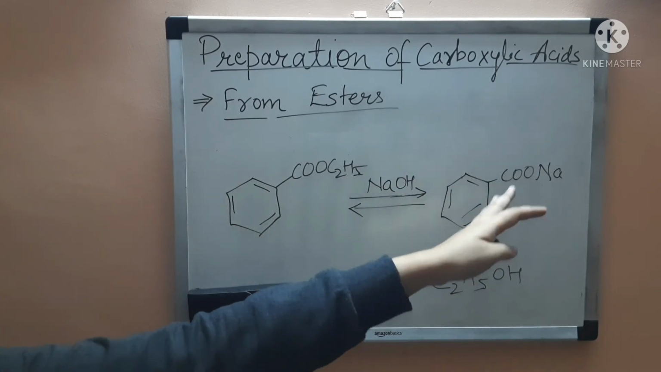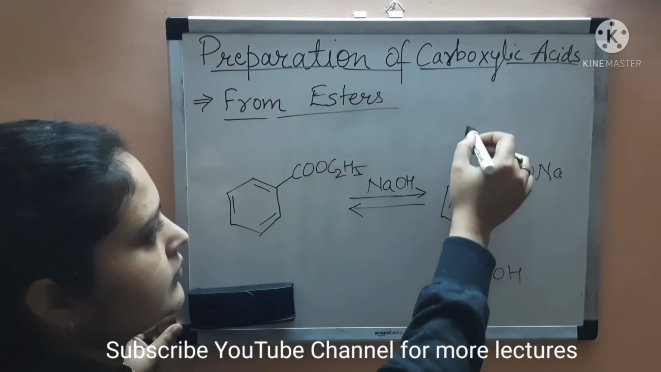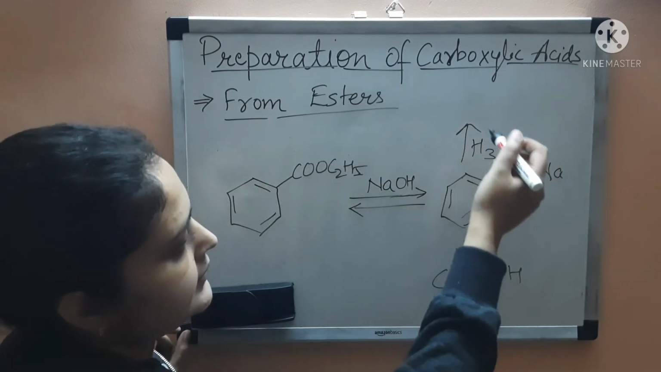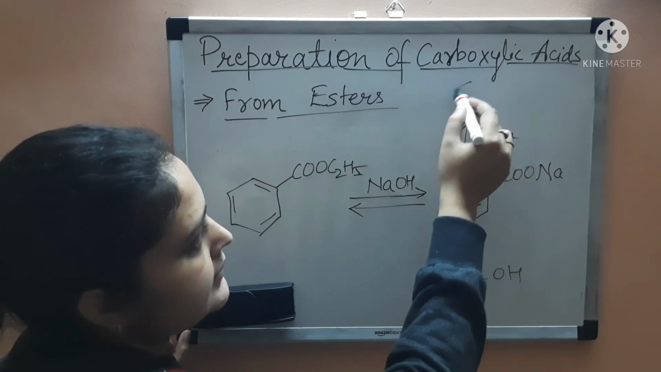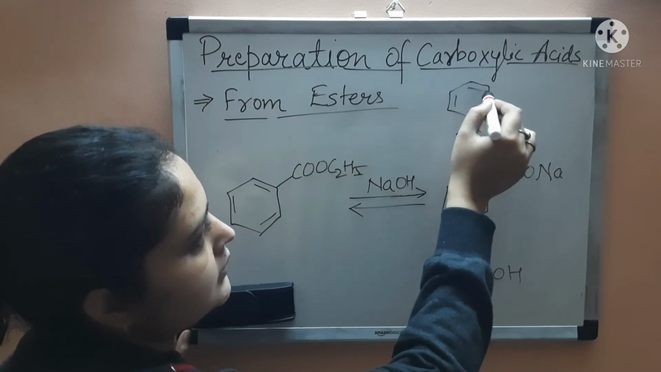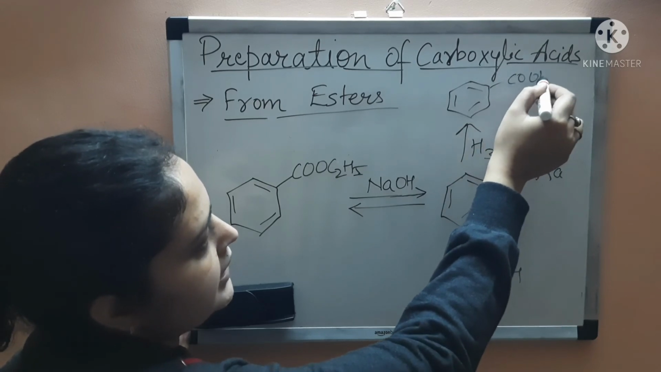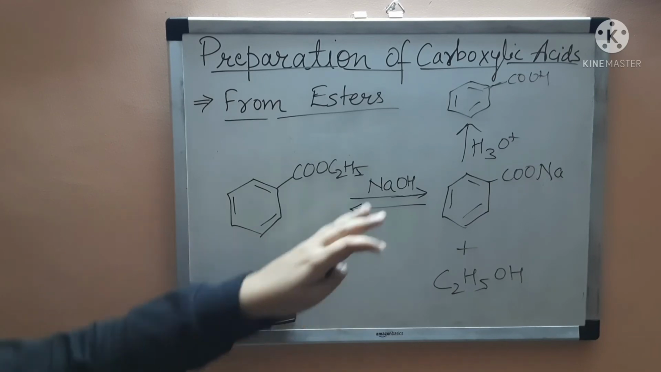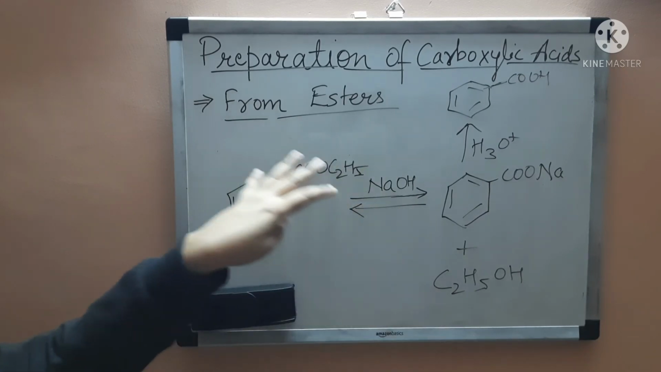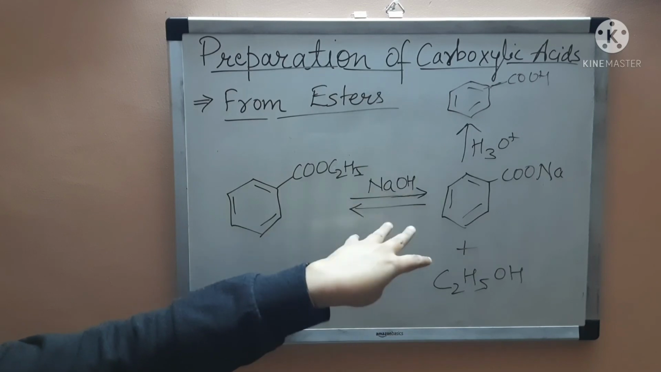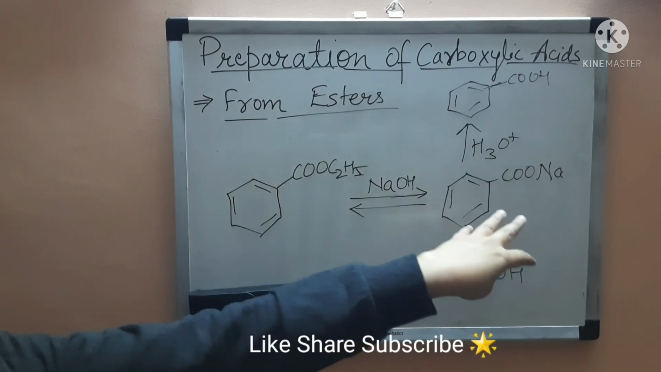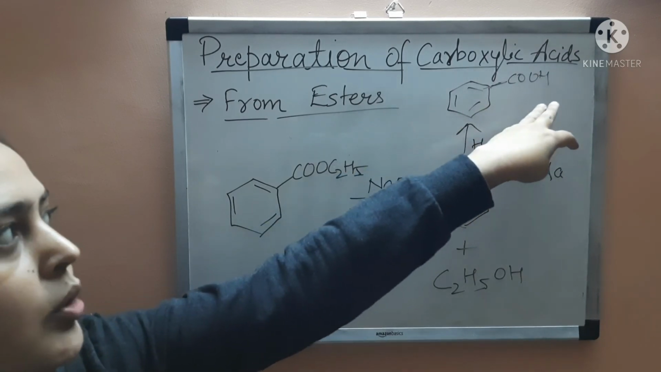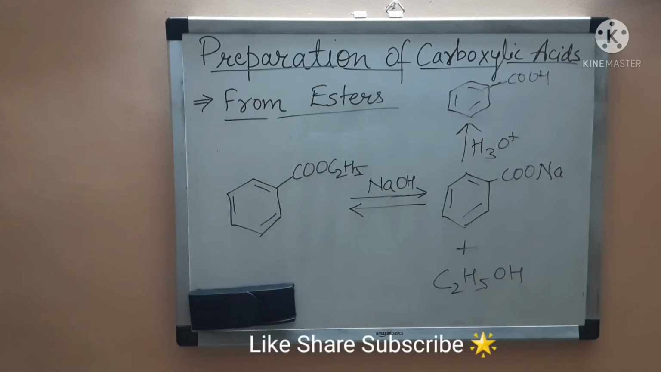And then, when you add H3O plus, then you will get your carboxylic acid. So, this will become benzoic acid, benzene ring attached to COOH. So this is how your basic hydrolysis works. In the basic hydrolysis, this ester is hydrolyzed with base, and you will get first sodium salt, and then when you add acid, you will get your carboxylic acid. So this is how basic hydrolysis works.